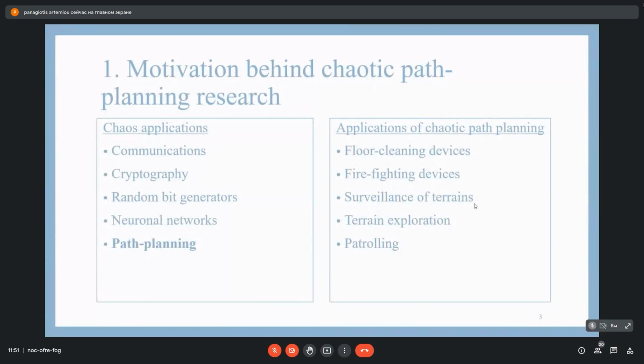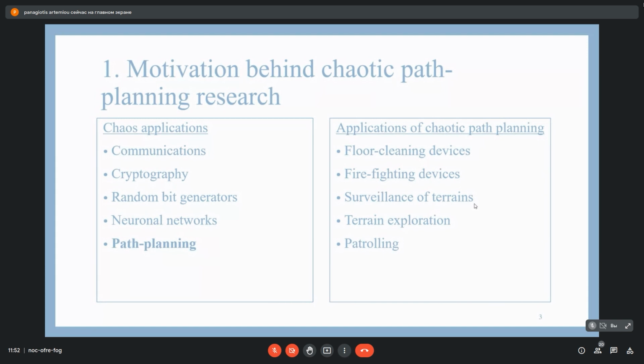So I'm sure that many of you are familiar with chaos applications. One of them is path planning, and path planning itself has many applications as well. Some of them are floor cleaning devices, firefighting devices, but some more relevant are surveillance of terrains, terrain exploration, and patrolling.